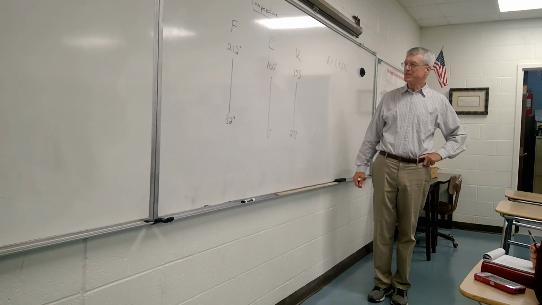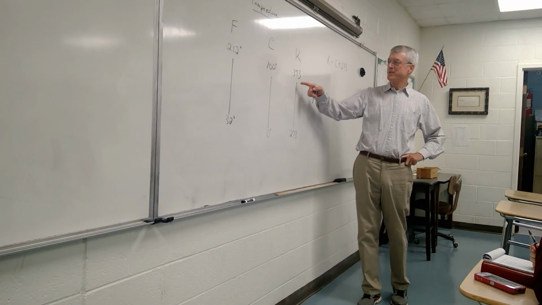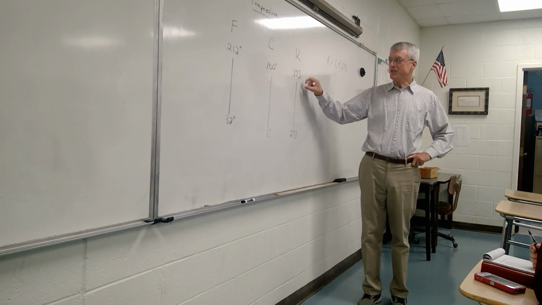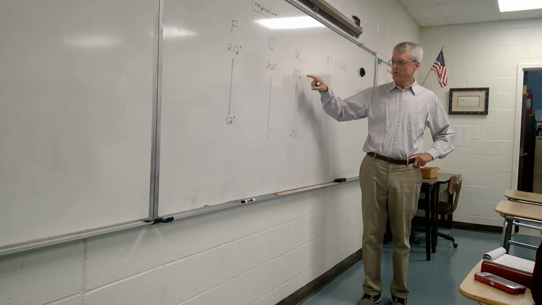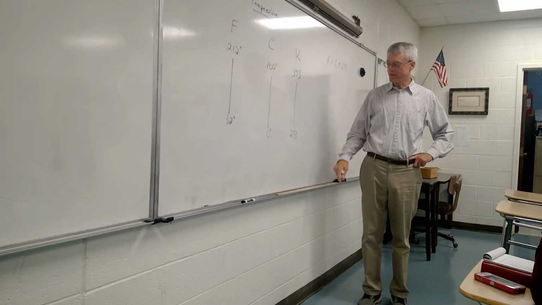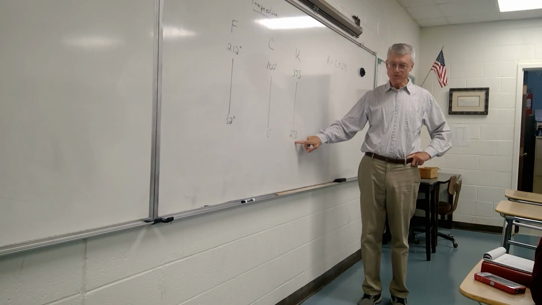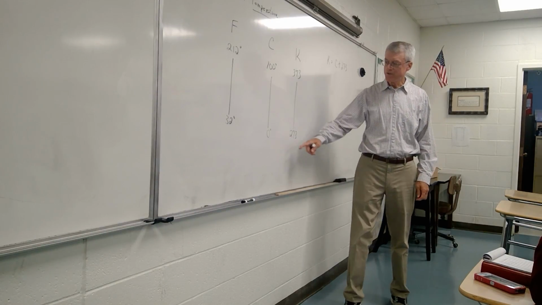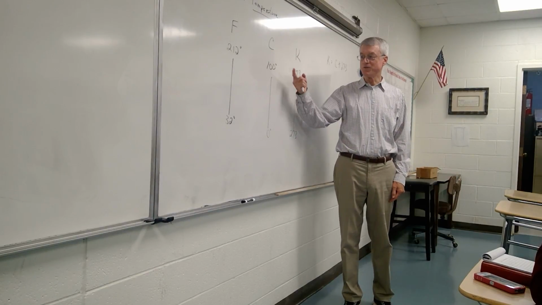And I should also mention here, I'm sure you probably know that we don't use the word degrees with Kelvin. There's no little circle up there. You don't say degrees. They're just called kelvins. This is 273 kelvins, or that's 0 degrees Celsius.